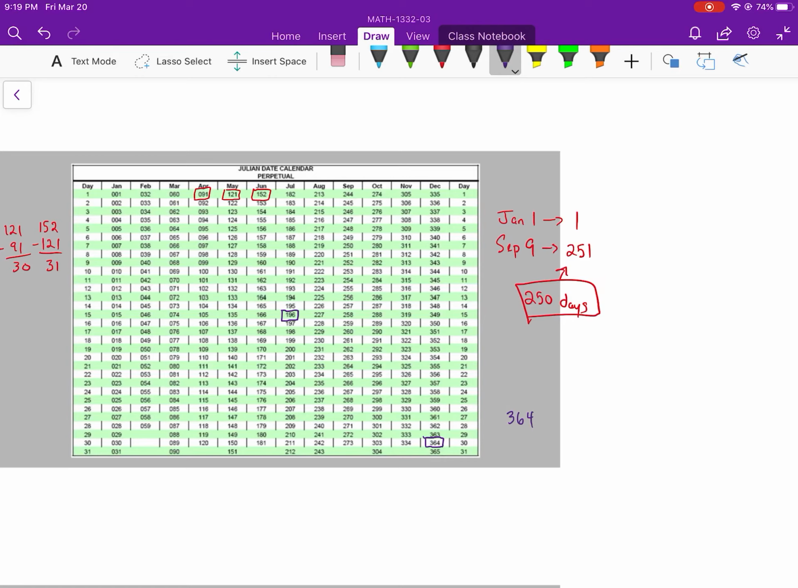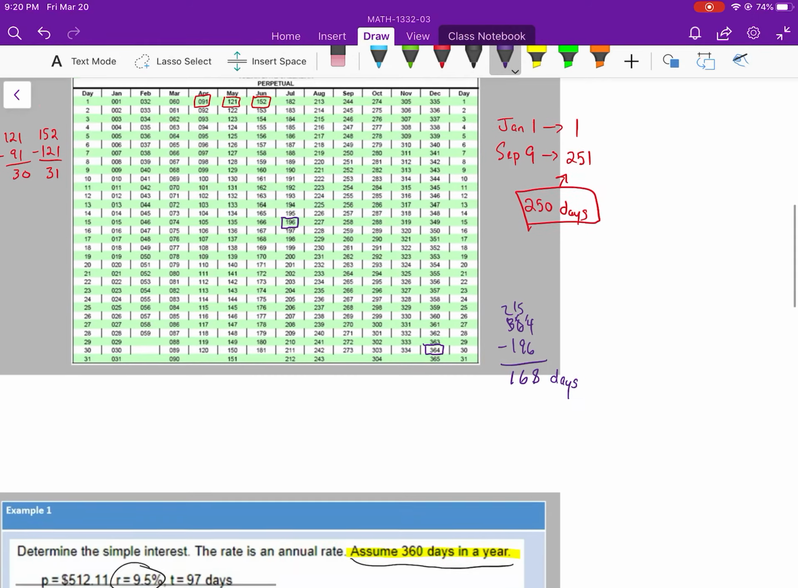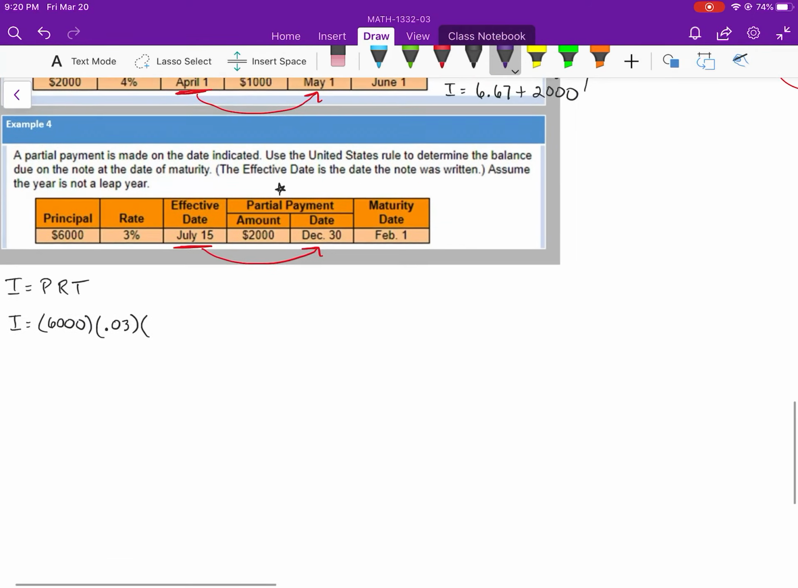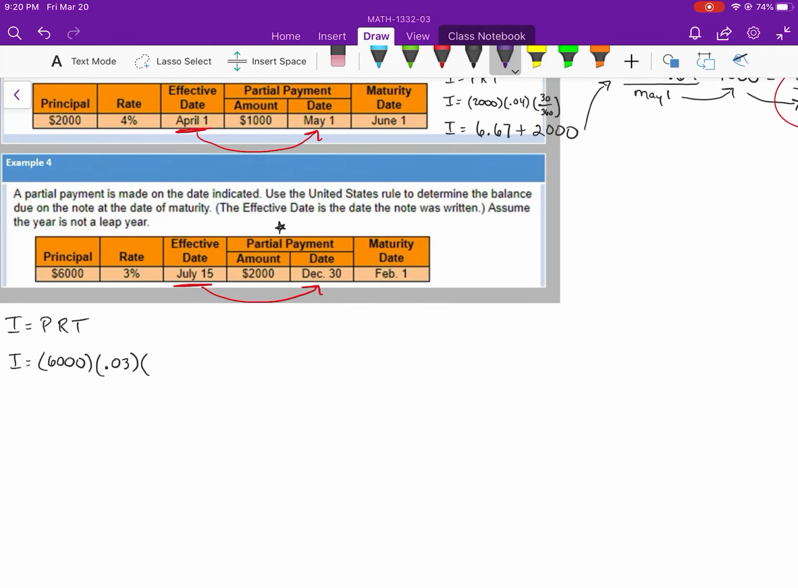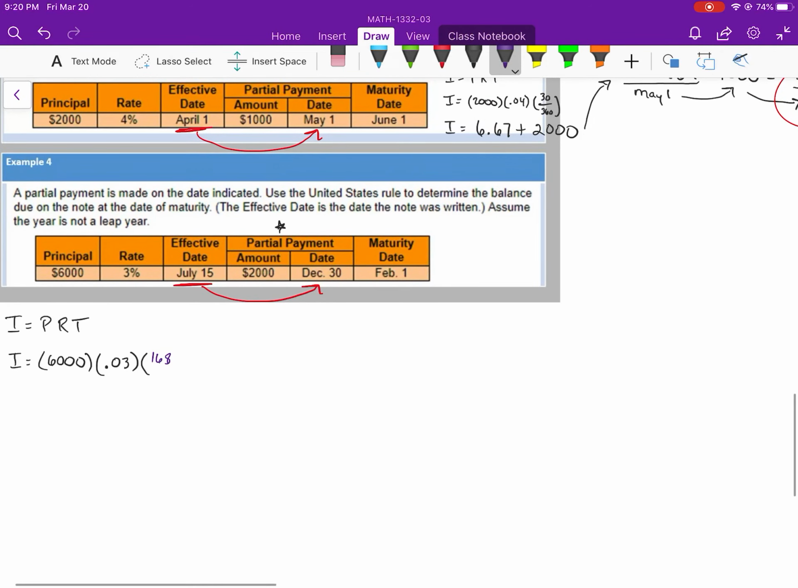Okay, so that's 364 minus 196. Alright. Doing this by hand. There we go. 168 days. Alright, I hope y'all remember what to put that over. 168 over what number? 360. That's right. 168 over 360.